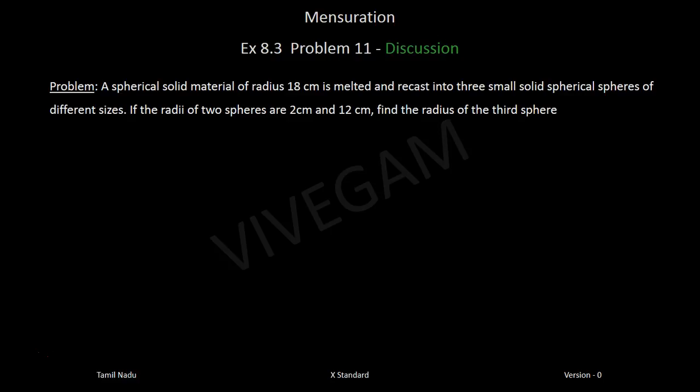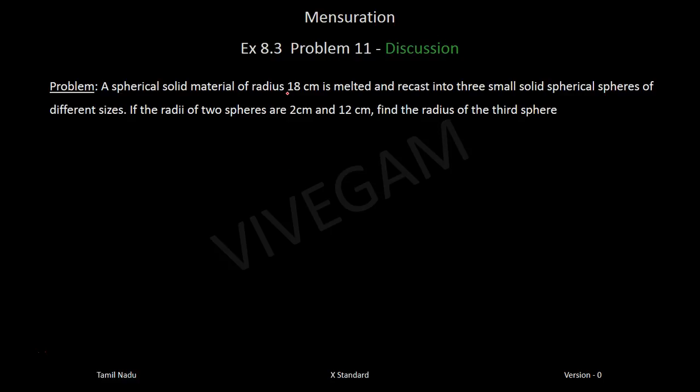Okay, so what's happening here is that you have a big spherical solid material whose radius is 18 cm that is melted and recast into three small spheres of 2 cm, 12 cm, and the third one is not known. That is what we are asked to find. Okay, let's first mark what is given in the problem.